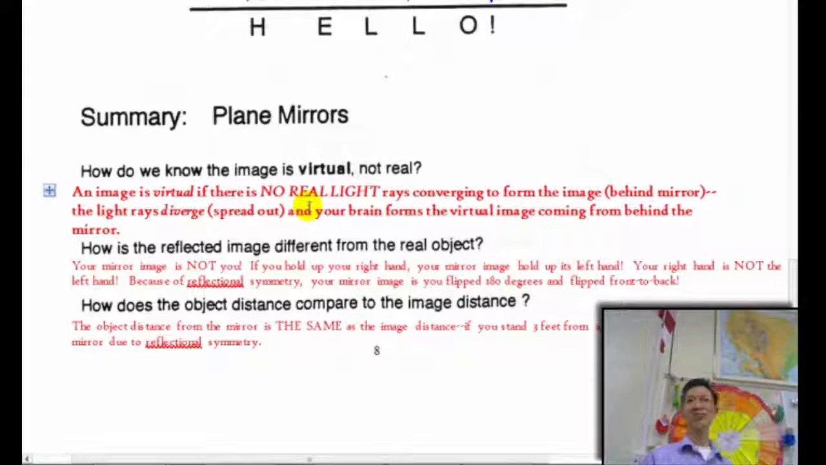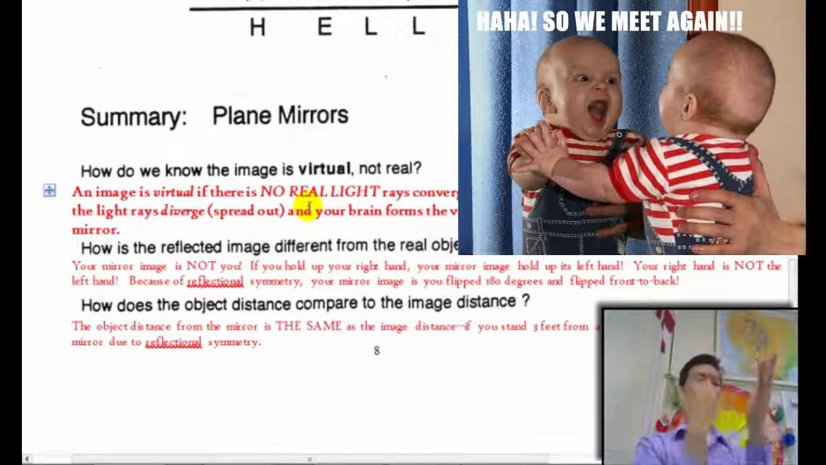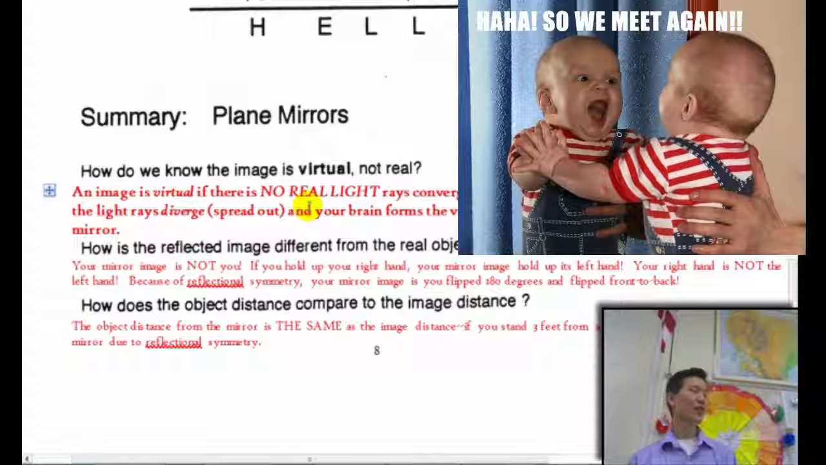How is a reflected image different from the real image? Again, your mirror image is not the same as you. If you hold up your left hand, your mirror image holds up its what? Right hand, right? And your left hand is not your right hand. There's reflectional symmetry, but you can't cut off your hands and switch them. That's gross, right? You can't put a left glove on a right glove.